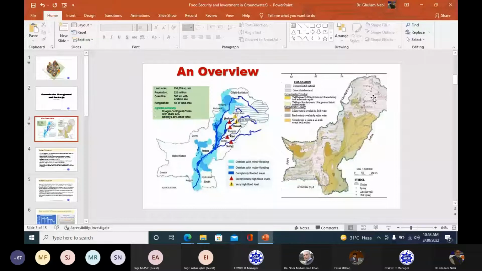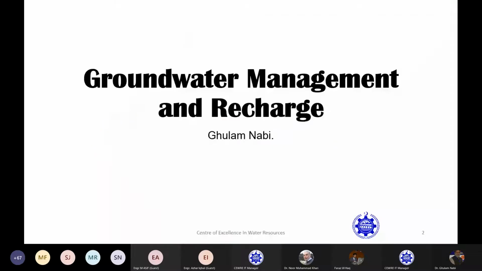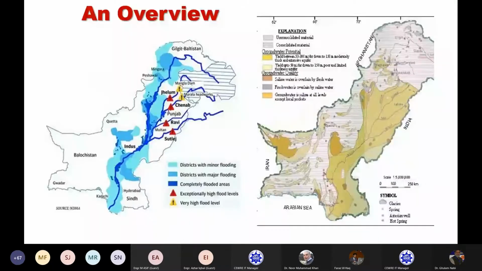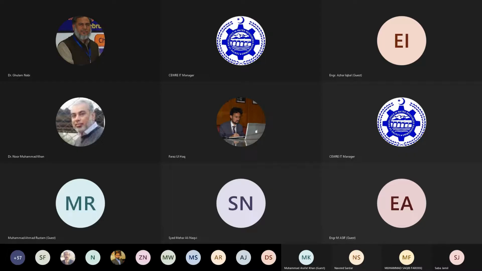I will talk about groundwater management and the options for groundwater recharge. If we have a look at this picture, this is a general map of Pakistan. It represents different rivers and the area under flood. If we compare this with the groundwater map on the right side, showing the different zones for groundwater, we can generally say that the fresh groundwater is adjacent to the rivers, and mainly this is due to the flood recharge and recharge from the water bodies, mainly rivers.